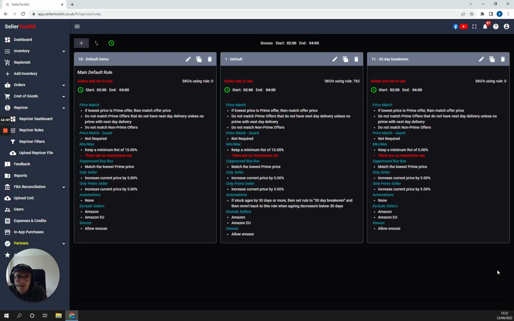Now you can see we've got our default rule, but then automations pops up. If stock ages by 30 days or more, set rule to 30 days break even, and then revert back to this rule when aging decreases below 30 days. Brilliant. So what do we do if things still aren't selling despite you matching down to 0%?